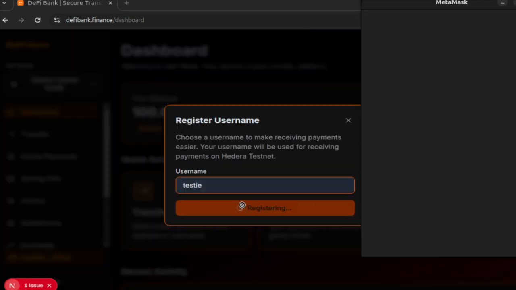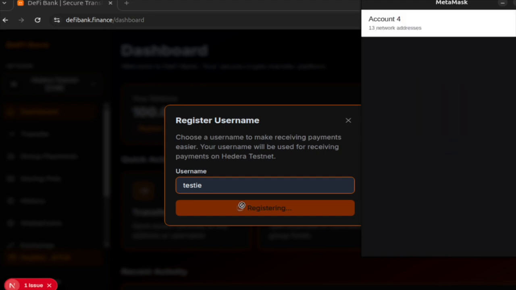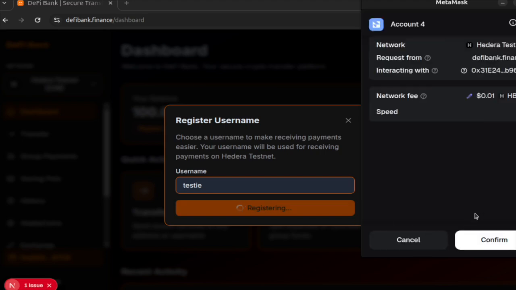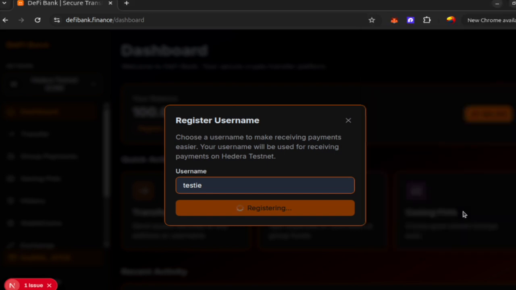Let's create a username for interacting with our account on DeFi Bank. Your username is also mapped onto the wallet address.